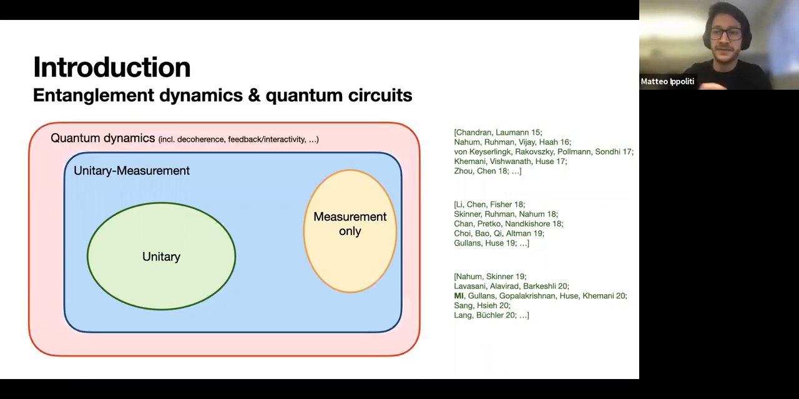And finally, all of this lives in the broadest possible space for quantum evolutions, which would also incorporate noise and decoherence and maybe interfacing with a classical computer for feedback and interactivity and so on. And all of these settings are really motivated again by these quantum computing devices, where these types of issues are going to become more and more important as these devices gain prominence in the field. So for today, we're going to be sticking mainly to the unitary measurement space, with a little detour into decoherence that you'll see in a moment.